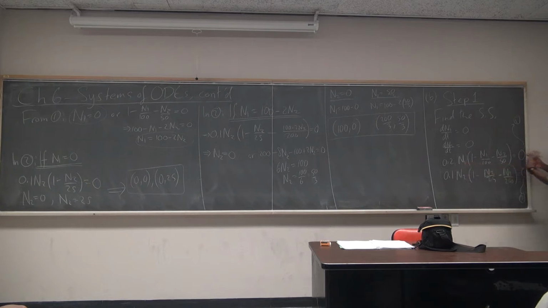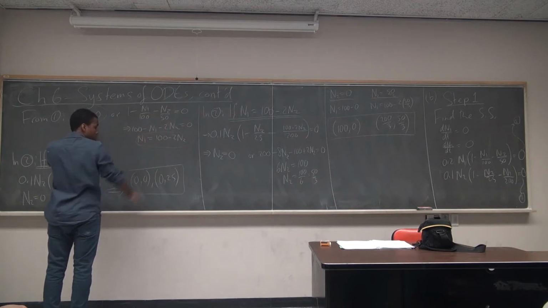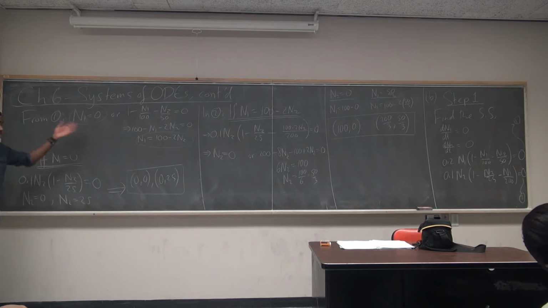I have a product of two things equals 0, so I set each factor equal to 0. I get either n1 equals 0 or this whole thing equals 0, which brings us to here. These are the two situations, and I deal with them one at a time.